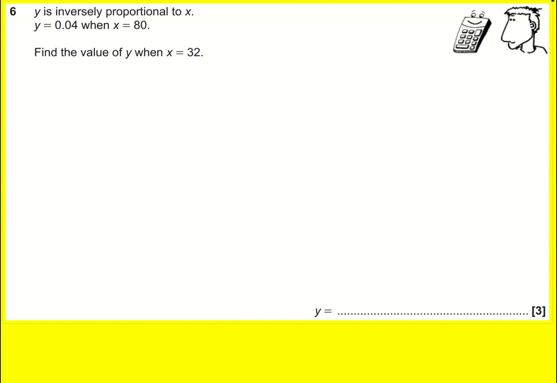Y is inversely proportional to X. What does that mean? Well, first of all, it means if you were to draw Y against X, you would get this kind of graph. As X doubles, Y halves.